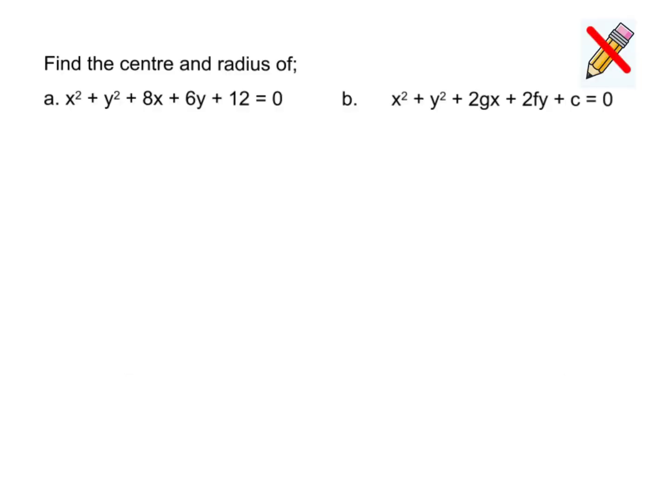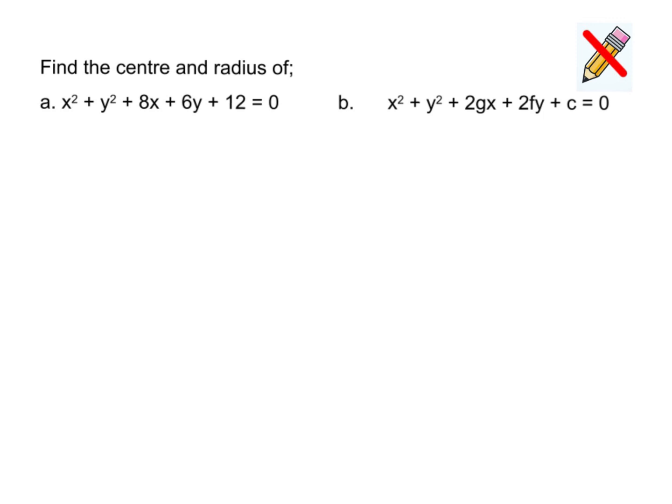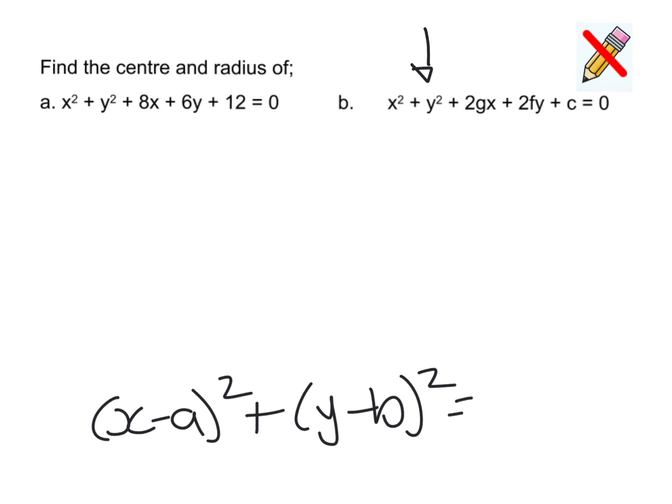If I was doing this in class, I wouldn't get you to write this one down. This is how I prove this new equation. It looks a wee bit horrendous, but I'm going to prove where it comes from. I want to make this equation look a bit like the equation we had the other day, the x minus a all squared plus y minus b all squared equals r squared formula.